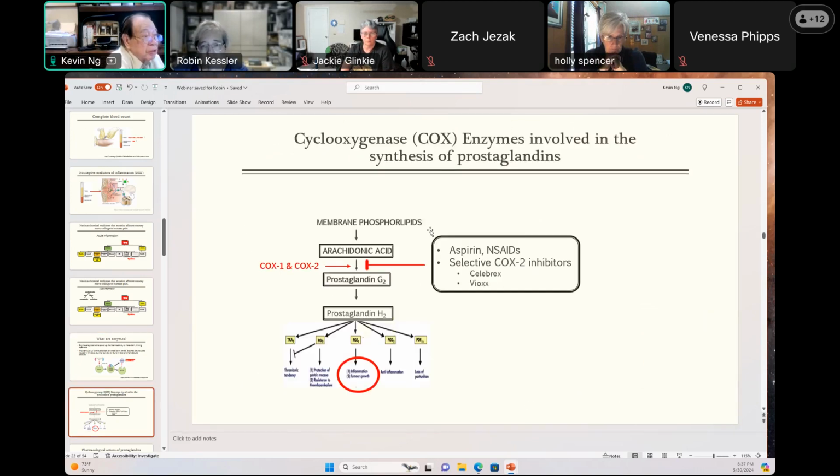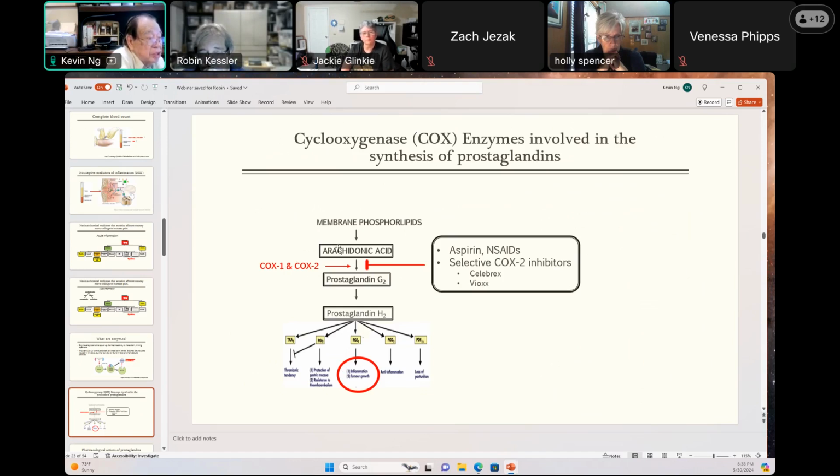Now let's talk about the first enzyme called COX. COX enzyme converts this arachidonic acid into a series of prostaglandins. They are called prostaglandins because these chemicals were originally found in the prostate fluid, semen from the man, and they're called prostaglandin.